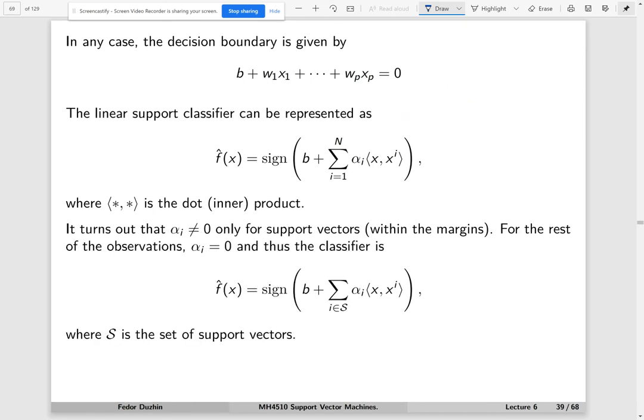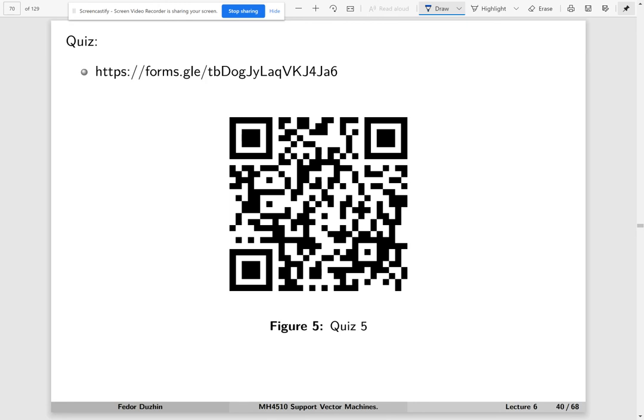And it turns out that the alphas here are non-zero only for support vectors. So the final classifier is this sum, where the sum is taken over the set of support vectors. Okay, so this was all about support vectors.